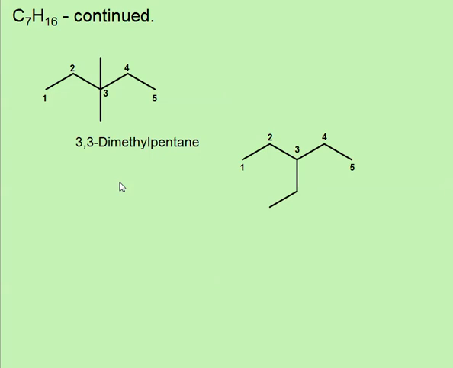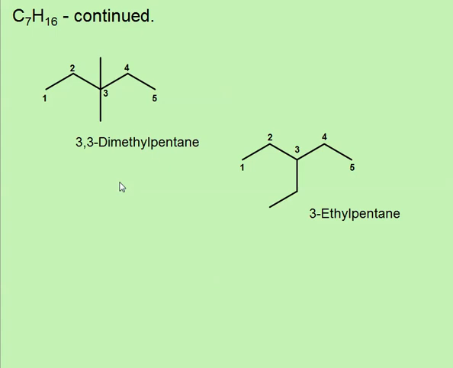We could take those 2 methyl groups and move them across to the center carbon, carbon number 3, and that would give us 3,3-dimethylpentane, a unique name because of the unique position for the branches. We could also combine those 2 carbons into one branch on carbon number 3, and that would give us 3-ethylpentane.